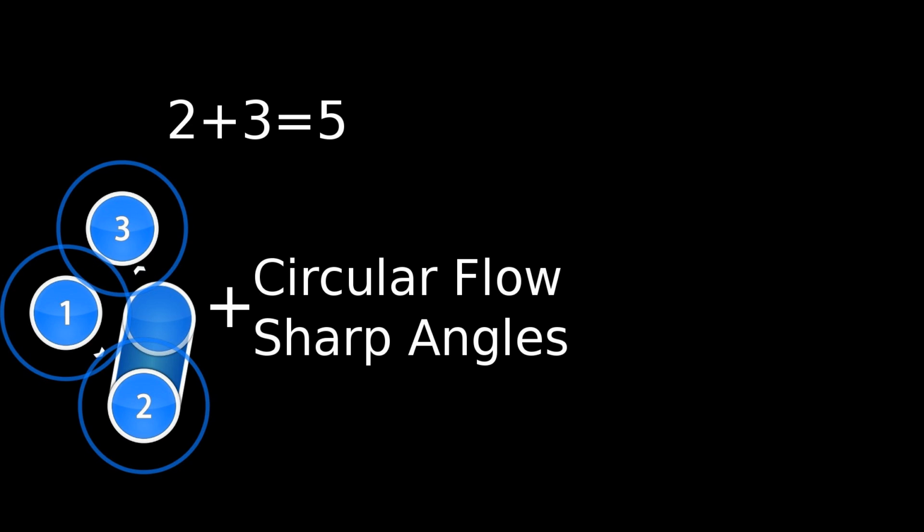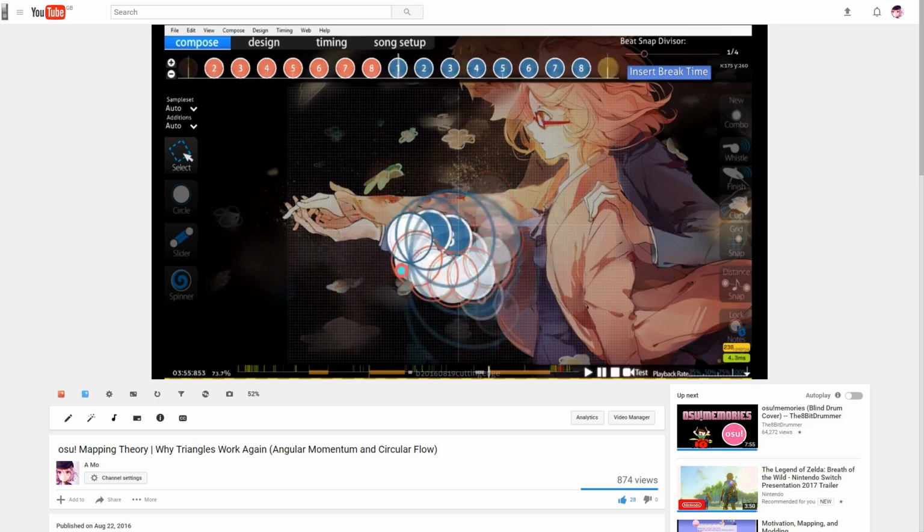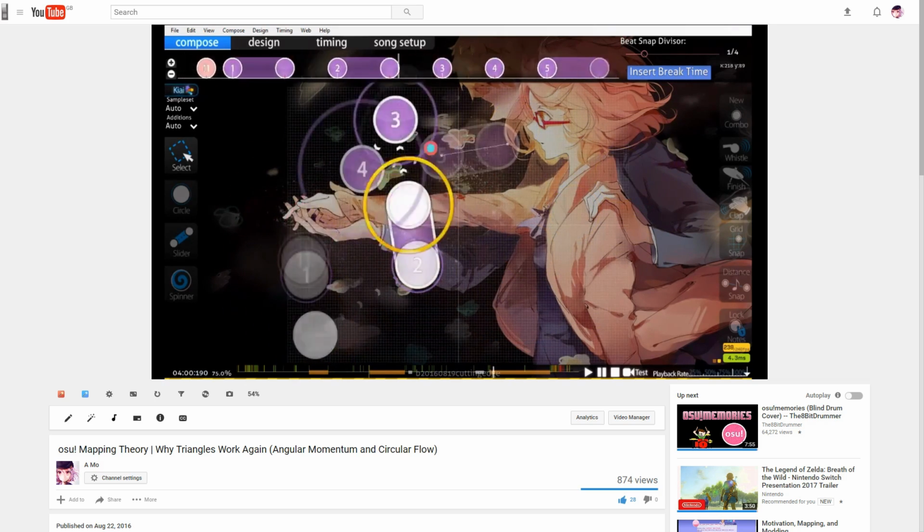You can think of it a bit like a maths equation. You have a bunch of objects as your numbers, you add or subtract flow techniques, and then it'll spit out a comfortness of your flow. Again, the specifics of these flow techniques have been discussed before. I'll actually leave all of my references in the description below.